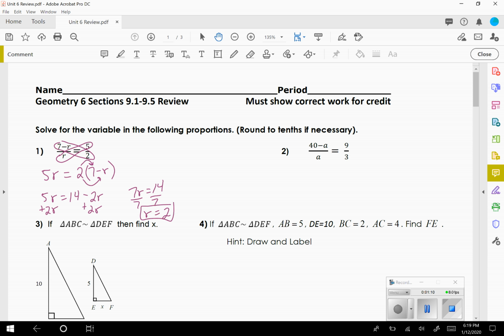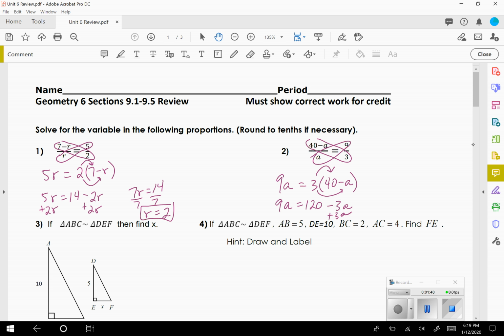Okay, next one. We have 40 minus a over a is equal to 9 over 3. Okay, again, cross products. So a times 9 is 9a equals, and we have 3, and then we got to do parentheses. 40 minus a. So 9a is equal to, and then remember you have to do your distributive property.